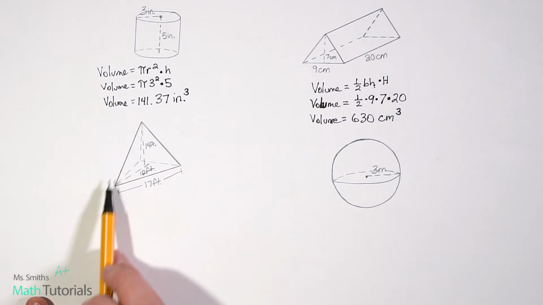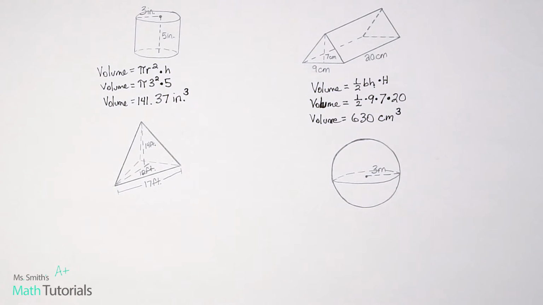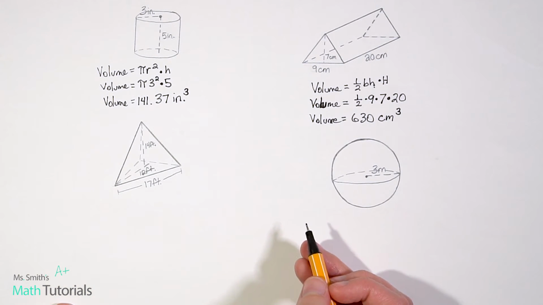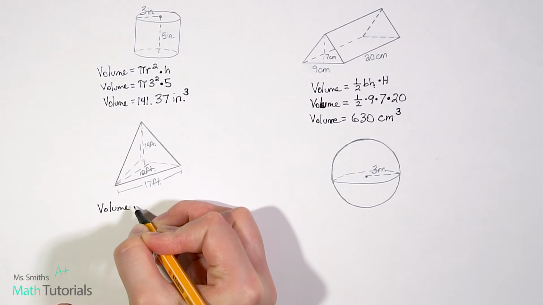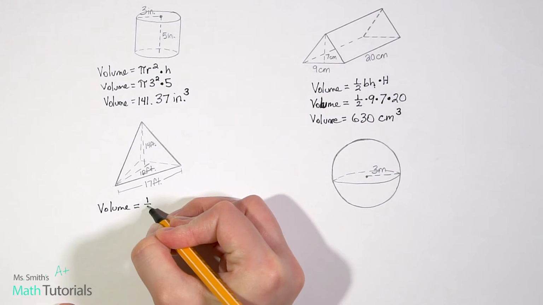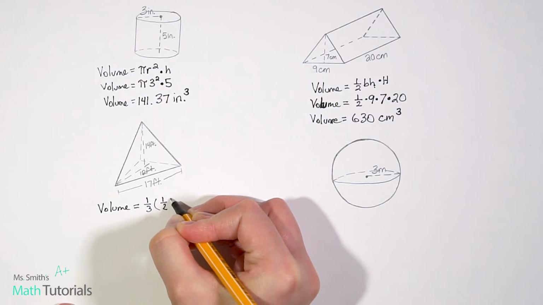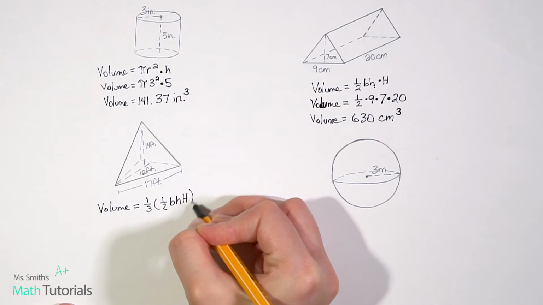Okay, in this next example, notice we have a pointed top. At the tip top, there's a point. So this would definitely be our 1/3 rule. In this case, this is a triangular pyramid. So remember, our triangular pyramid is our volume equals 1/3 times our triangular prism volume. Okay, so it's 1/3 times 1/2 base times height times big height, right?